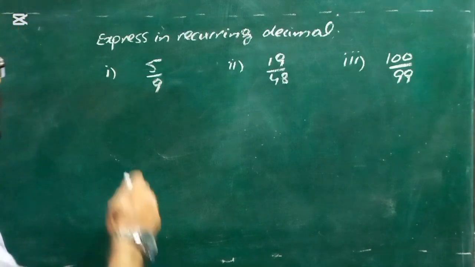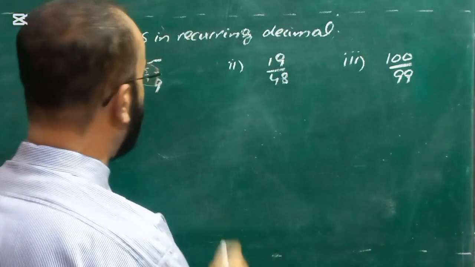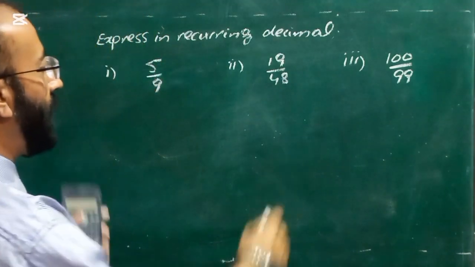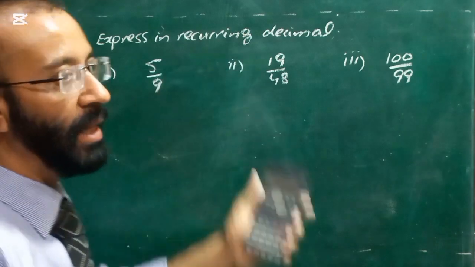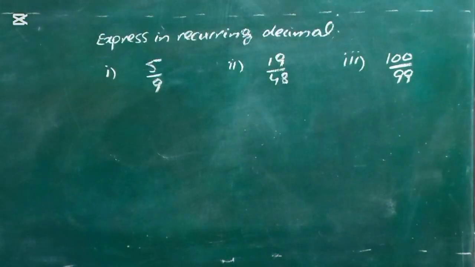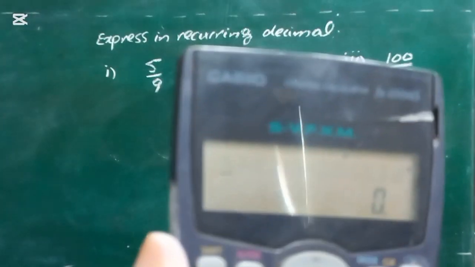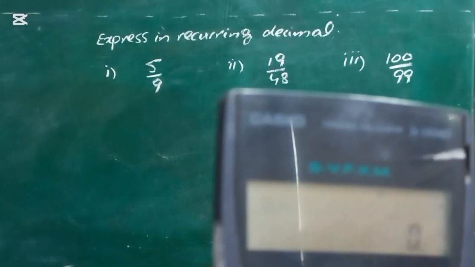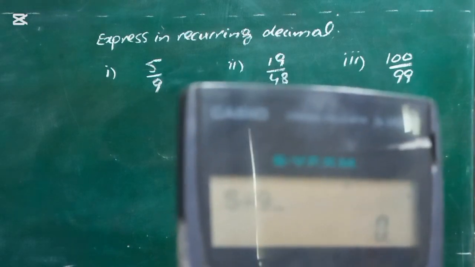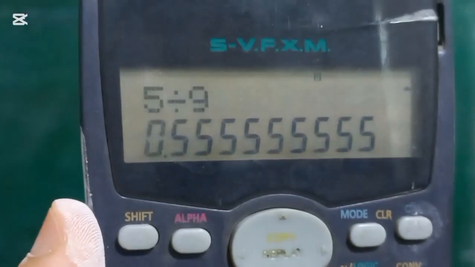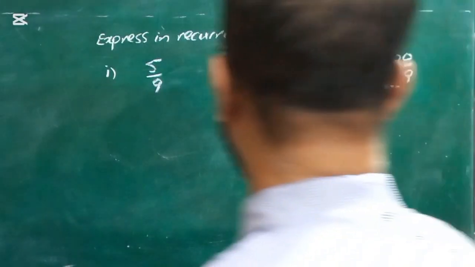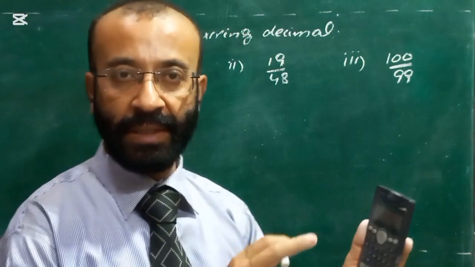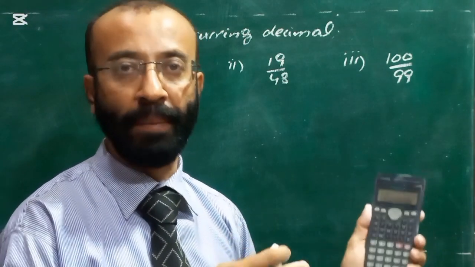Here is another important question: express in recurring decimals. So when fractions of this kind come in the paper, the method to solve them into recurring decimals is, I'll solve them on the calculator, students. So look now, this is the calculator, and 5 by 9 is the requirement. So 5 by 9, this is the answer, 0.55555.